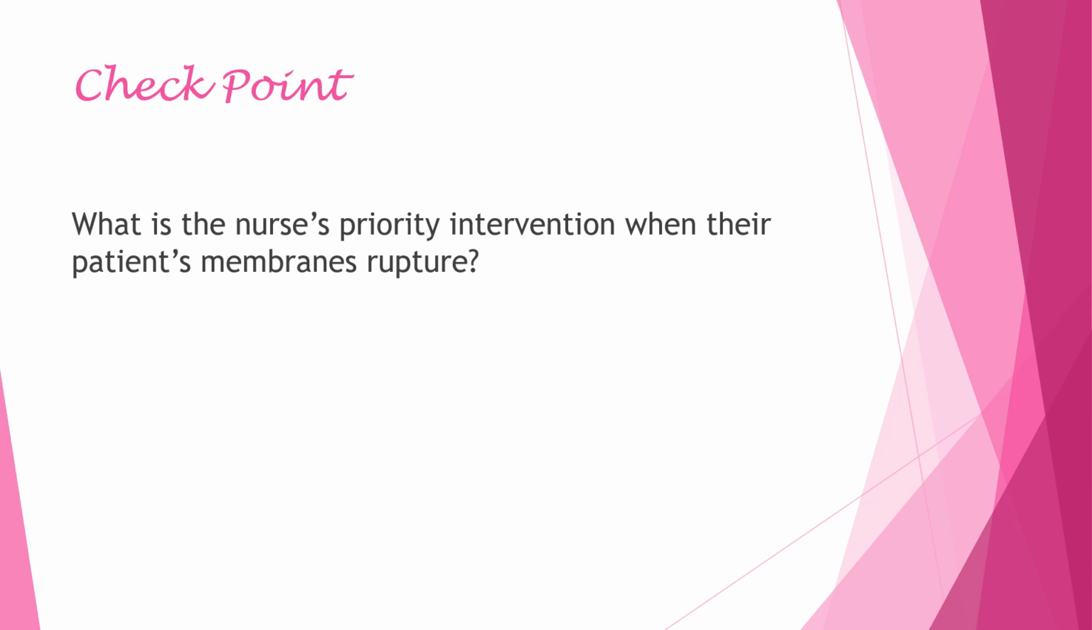Checkpoint. What is the nurse's priority intervention when their patient's membranes rupture? Assess the fetal heart rate, especially if they are moving around. Spontaneous rupture of membranes increases the risk for cord prolapse and even cord compression, so it's important to make sure the newborn tolerated it. Sometimes a patient does have ruptured membranes at home and is in early labor. It is the provider's job to educate the patient if this is the case.